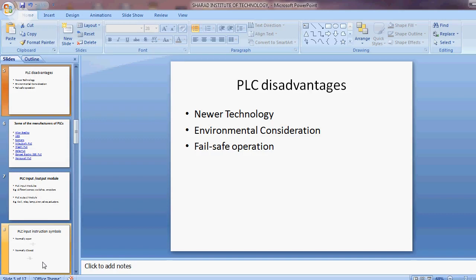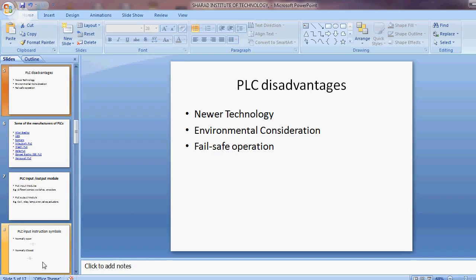Then the next major disadvantage is fail-safe operations. Whenever the power goes off, all the systems go off, so it does not come back on automatically from the reset conditions. Nowadays the main focus is on fail-safe operations, so we are adding safety relays to the PLC, and then we improve the PLC operations by adding the safety relays.